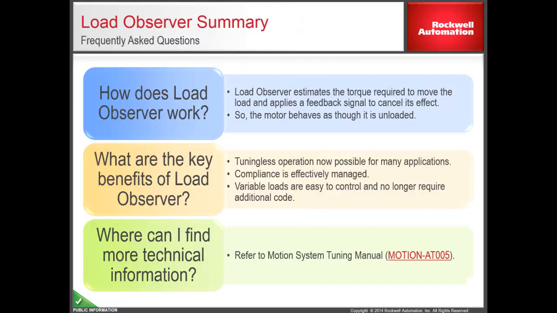To summarize, Load Observer is a feature that drastically simplifies tuning in the vast majority of motion systems. It works by estimating the torque required to move the load and then applies a feedback signal to cancel its effect. As a result, the motor behaves as though it is unloaded. The key benefits of the Load Observer feature include tuningless operation for many applications, effective control of compliant loads, and simple control of variable loads.